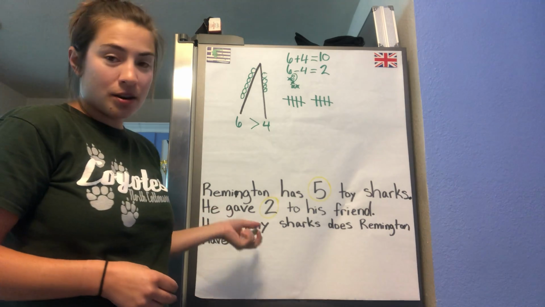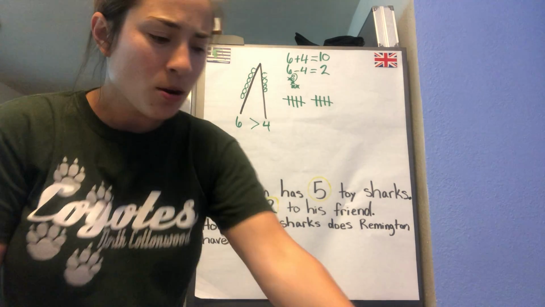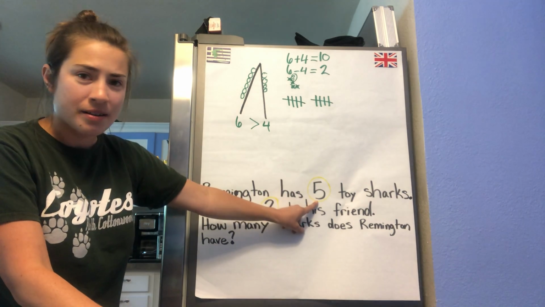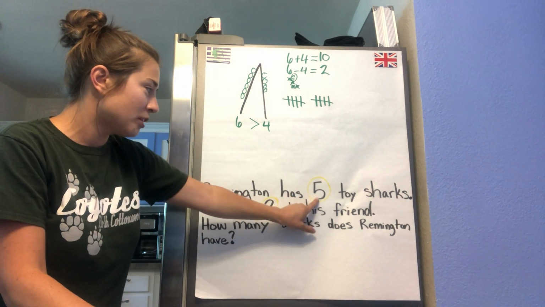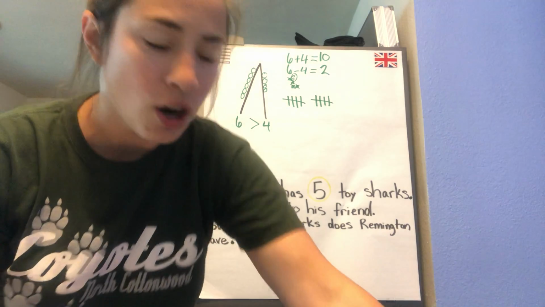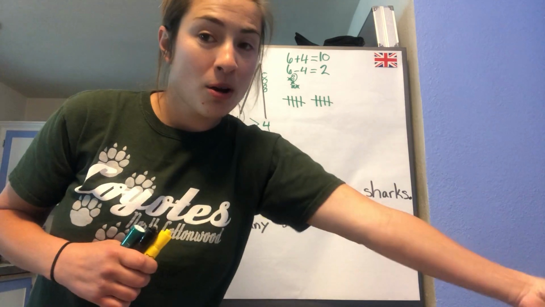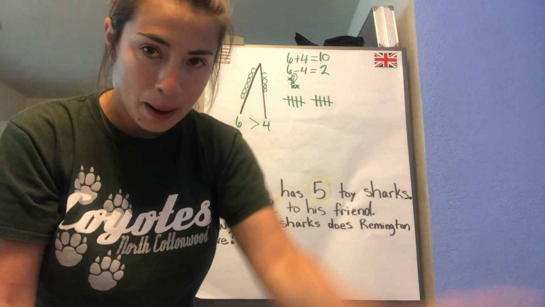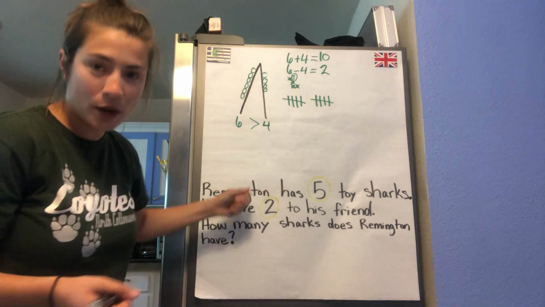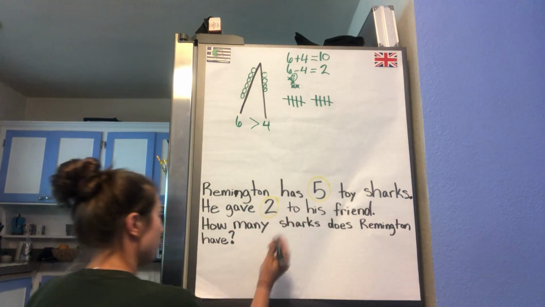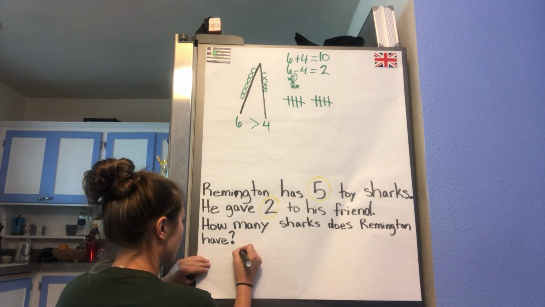This one is trickier. They're not asking you how many sharks altogether, because they already told you that right here. The bigger number is 5, because Remington starts with 5 sharks, but he gives 2 of them away. So I'll show you. You got to pull the numbers out. We're going to make an equation first today. 5.